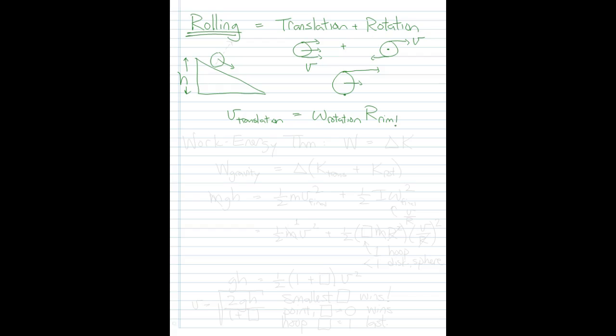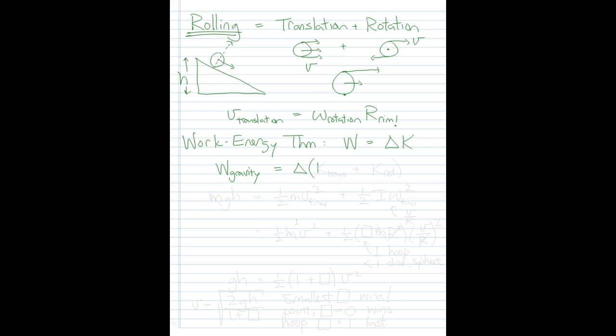Okay, so we use the work energy theorem, which says that the work that's done is the change in the kinetic energy. The work that's done is the work done by gravity here. It's the only force acting. Well, that's not strictly true. There's also a normal force, but the normal force acts through the point of rotation. So that normal force doesn't exert any torque around the center. So the work done by gravity is the change in the kinetic energy.